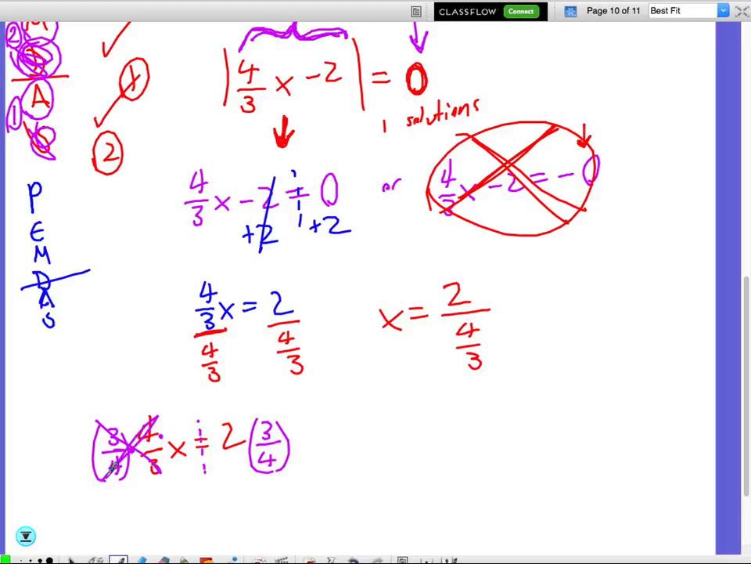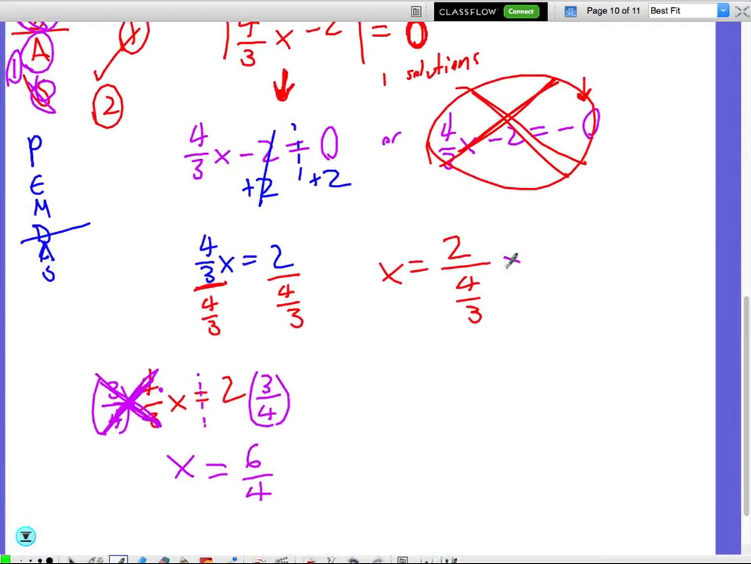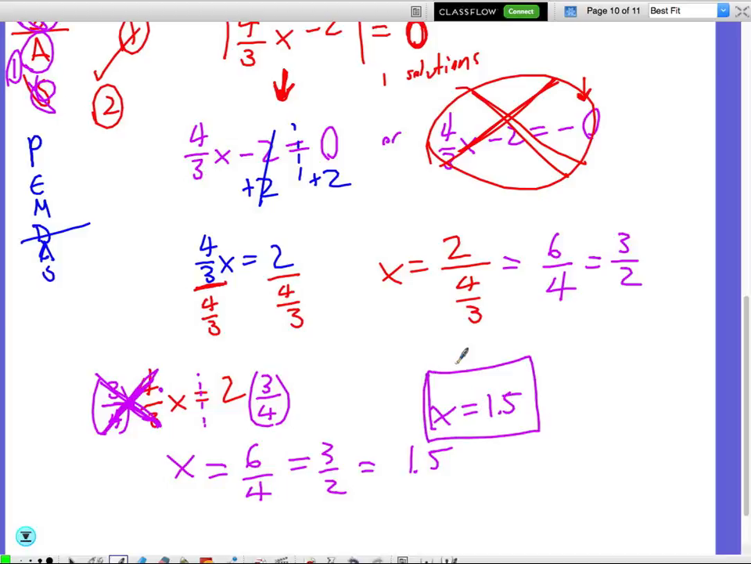So this just basically becomes 1, and what we have left here is basically 2 times 3, which is 6 over 4. And you're going to get the same thing when you plug this into your calculator. It's going to be 6 over 4, which simplifies to 3 over 2, and 3 over 2 is equal to 1.5. So x equals 1.5. And that is our one solution right there.